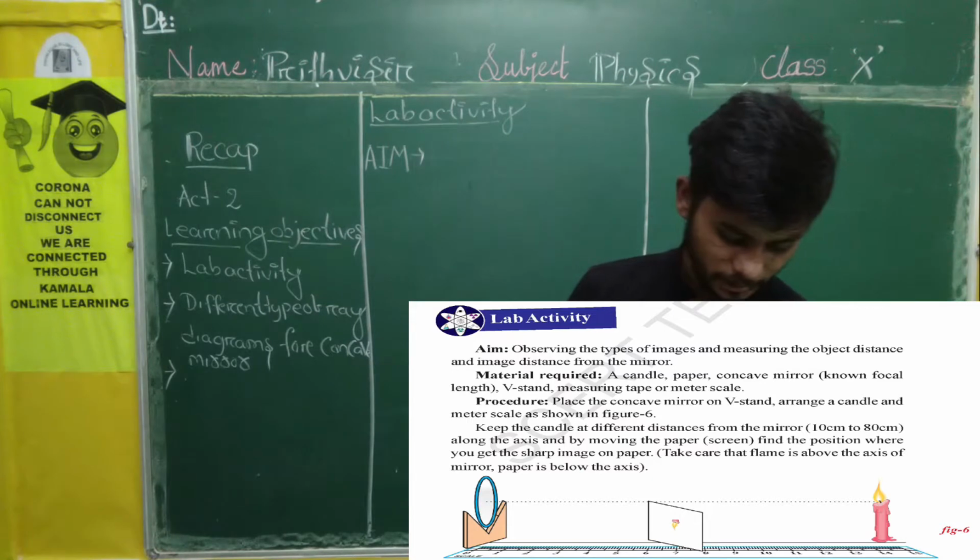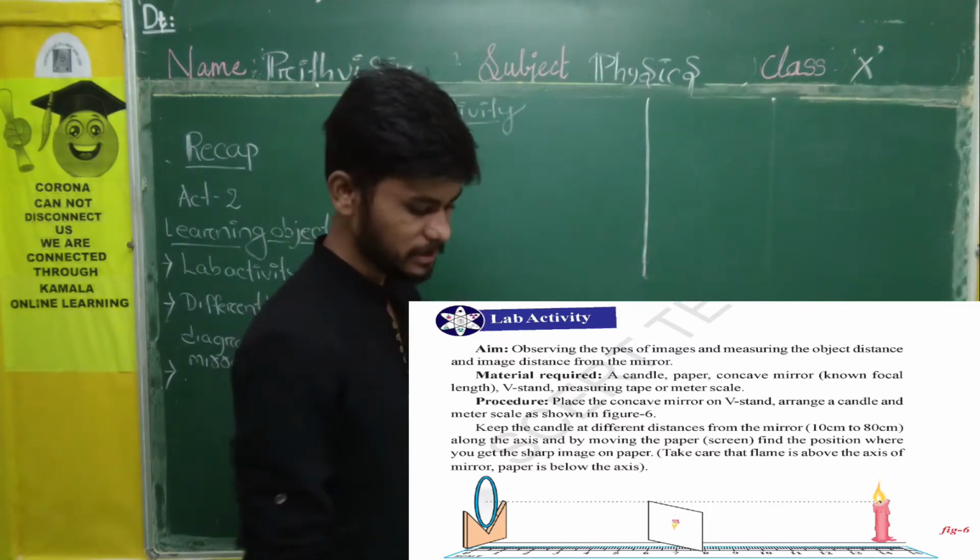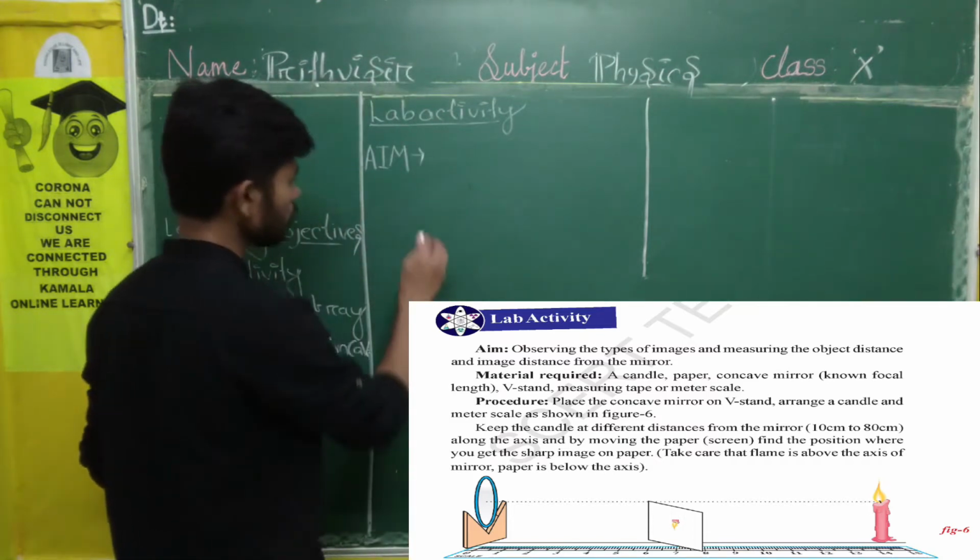In aim, what will you write? Observing the type of images and measuring the object distance and image distance from the mirror.